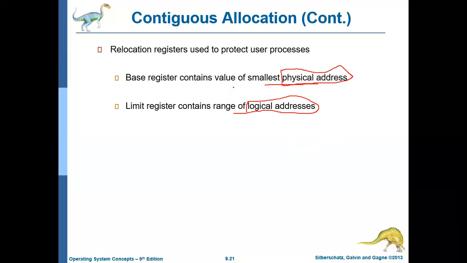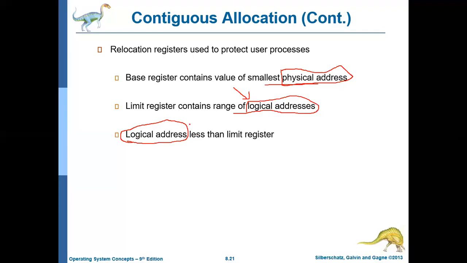Whereas the limit register contains the range of logical addresses. This is not a physical address. It is a logical address, meaning a relative, relocatable address. It is logical with respect to the actual physical address. Now when the CPU tries to access any memory location, the CPU will not give the physical address. The CPU will give the logical address and try to access the memory by using the logical address.